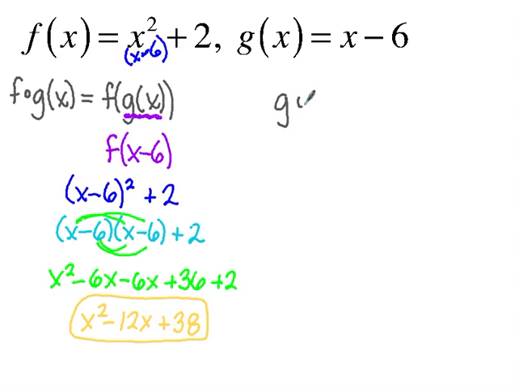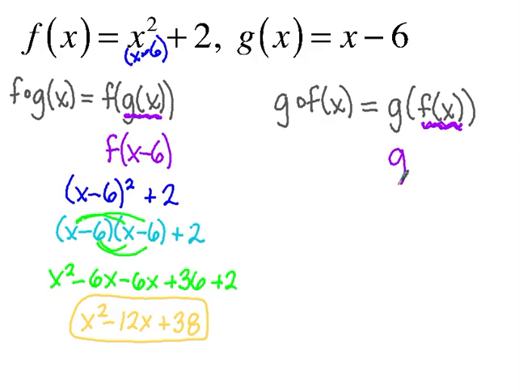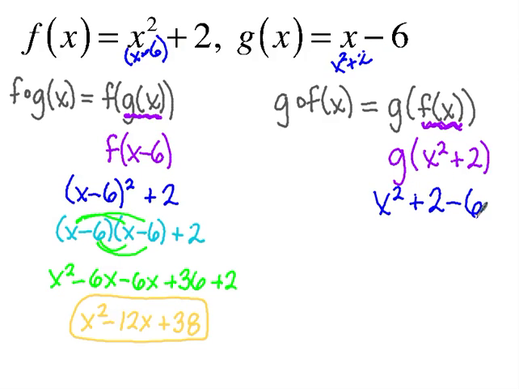So now g of f of x. You're going to start here, right? So g of what? X squared plus 2. X squared plus 2, good. So now what I'm going to do is take x squared plus 2 and put it right here. So I get x squared plus 2 minus 6. What is my net result? X squared minus 4. Perfect. Any questions?